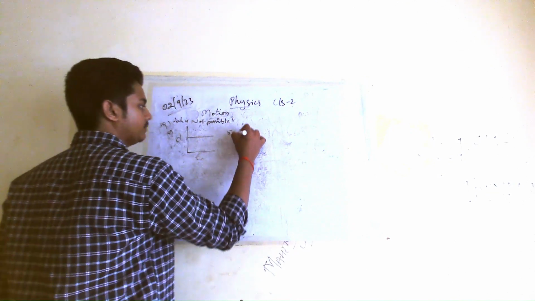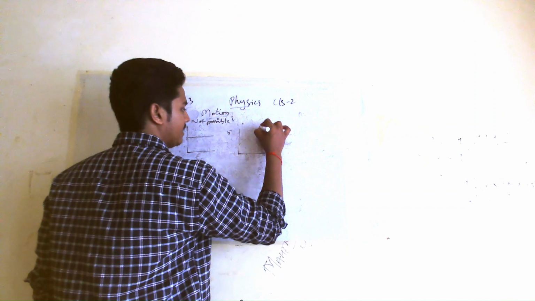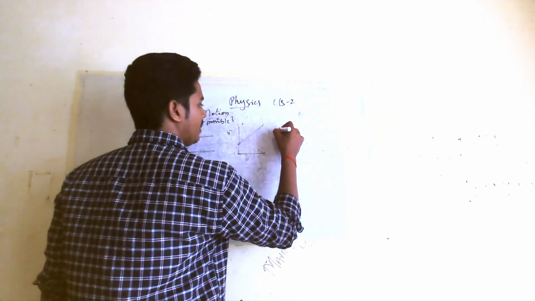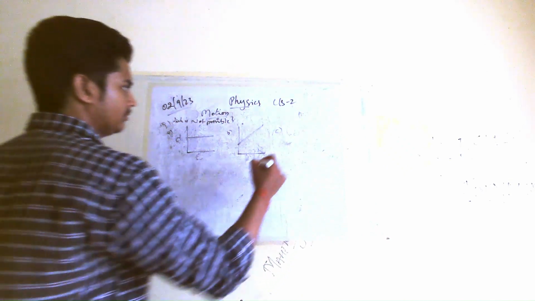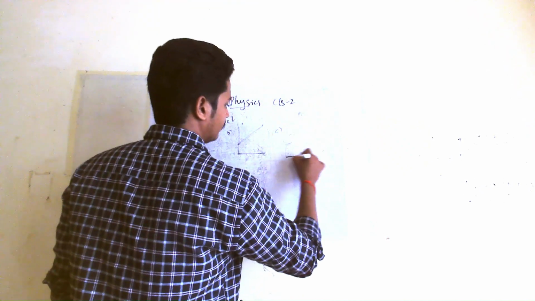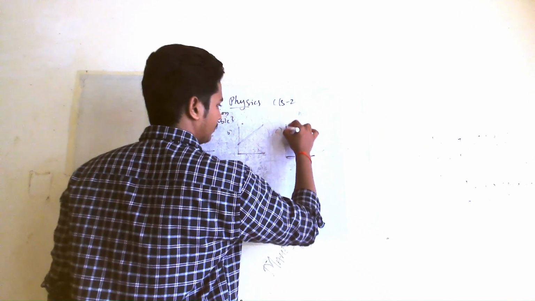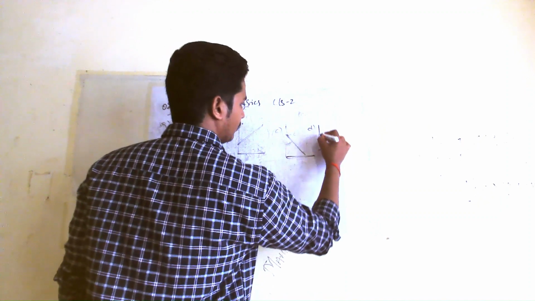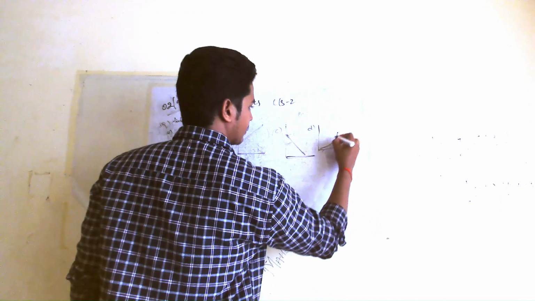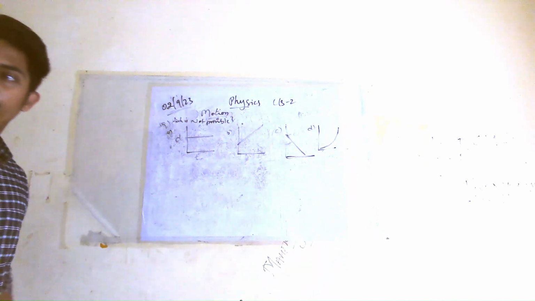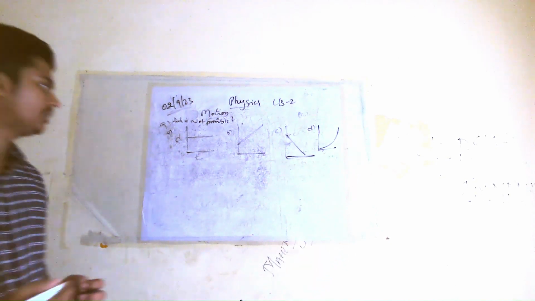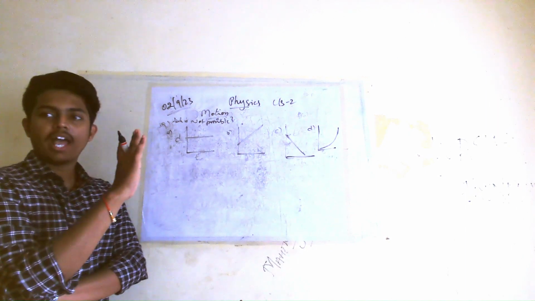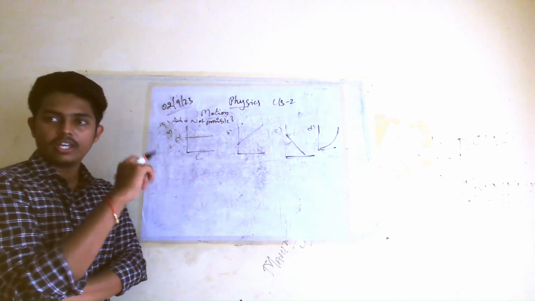Option B is like this. Option C is like this, and option D is like this. Okay, I hope all the graphs are clearly visible. As you can see, it's a graphical kind of question. We need not have any kind of solutions over here in a mathematical form.